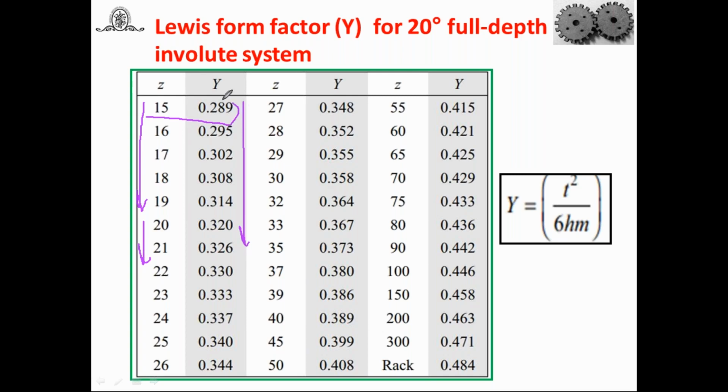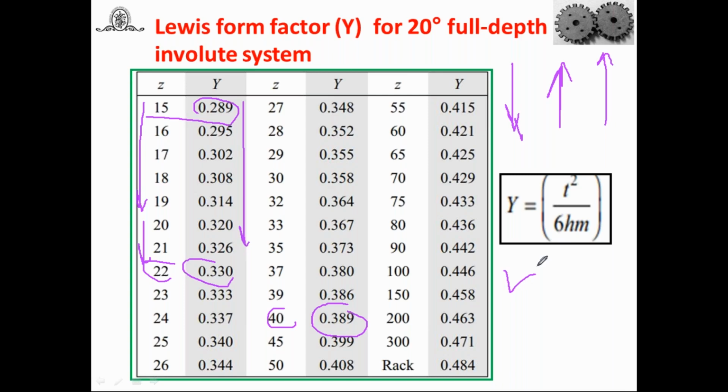For 15 teeth, it's 0.289. Again, for 20 teeth, it's 0.33. If it's 40 teeth, it's 0.389. That means as the number of teeth on pinion or gear increases, what is going to happen? Increases means upward side. The value of Lewis form factor is also going to increase. You have to remember. Why am I discussing these things? You should know the physical significance of this Y.